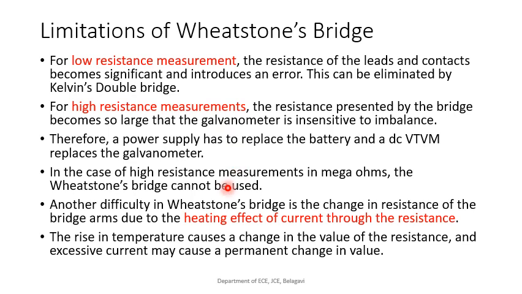Another difficulty in Wheatstone's bridge is the change in the resistance of the bridge arms due to the heating effect of current through the resistance. Because these resistances are small, if there is a heating element involved, then the resistance of the bridge may change permanently. The rise in temperature causes a change in the value of the resistance, and excessive current may cause a permanent change in the value. So these points you have to remember.